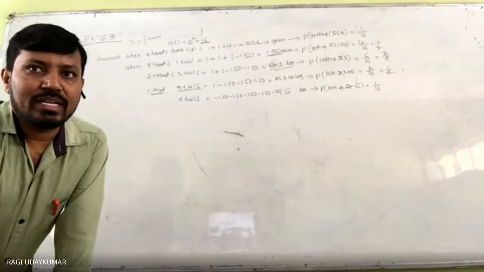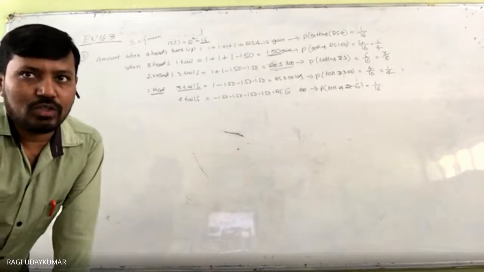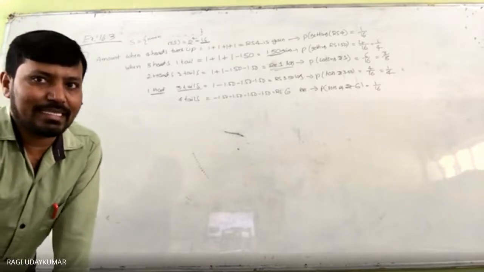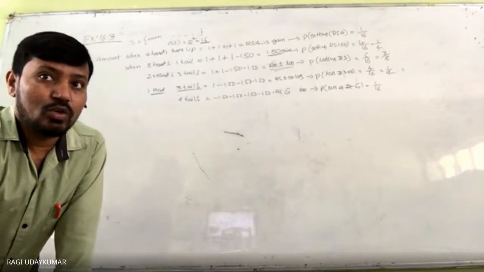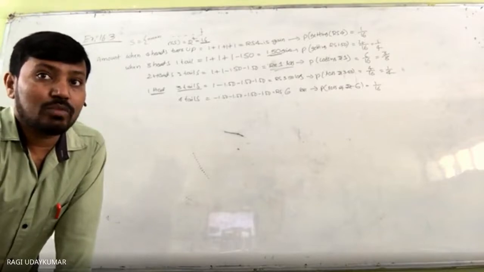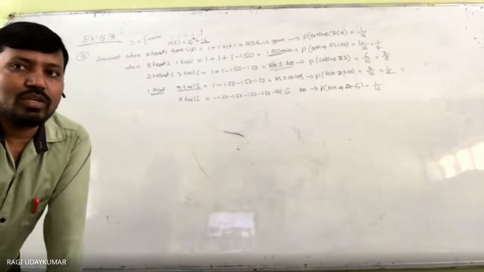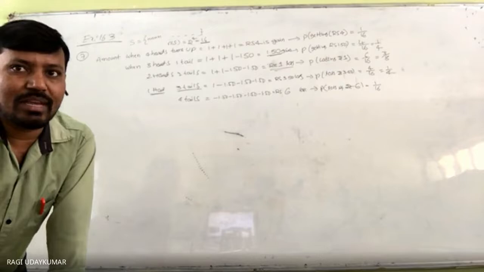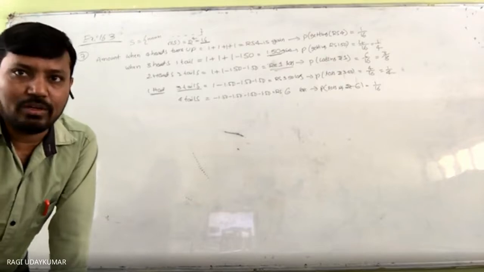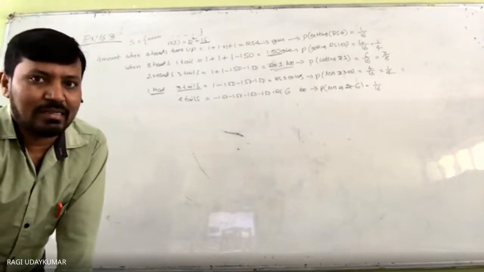Next, the 8th question is what here? 3 coins are tossed once. Find the probability of getting 3 heads, 2 heads, at least 2 heads, at most 2 heads, no head, 3 tails. Whenever you toss 3 coins, 8 chances are there. For each and every probability you can find out. It's not a very difficult thing to do.